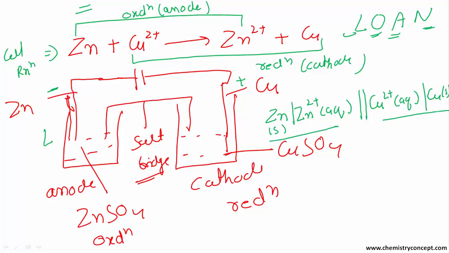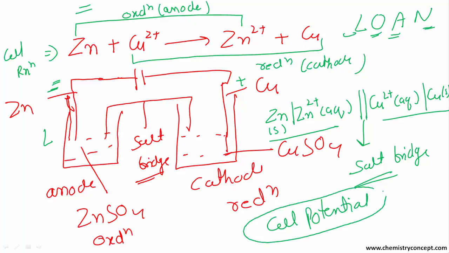Anode on the left, cathode on the right, separated by two vertical lines, which is nothing but the salt bridge. The function of the salt bridge is to complete the circuit and to maintain neutrality by transfer of ions. Transfer of electrons takes place through the external circuit, and ions are transferred through the salt bridge to maintain electrical neutrality. Now there is another thing which is known as cell potential.